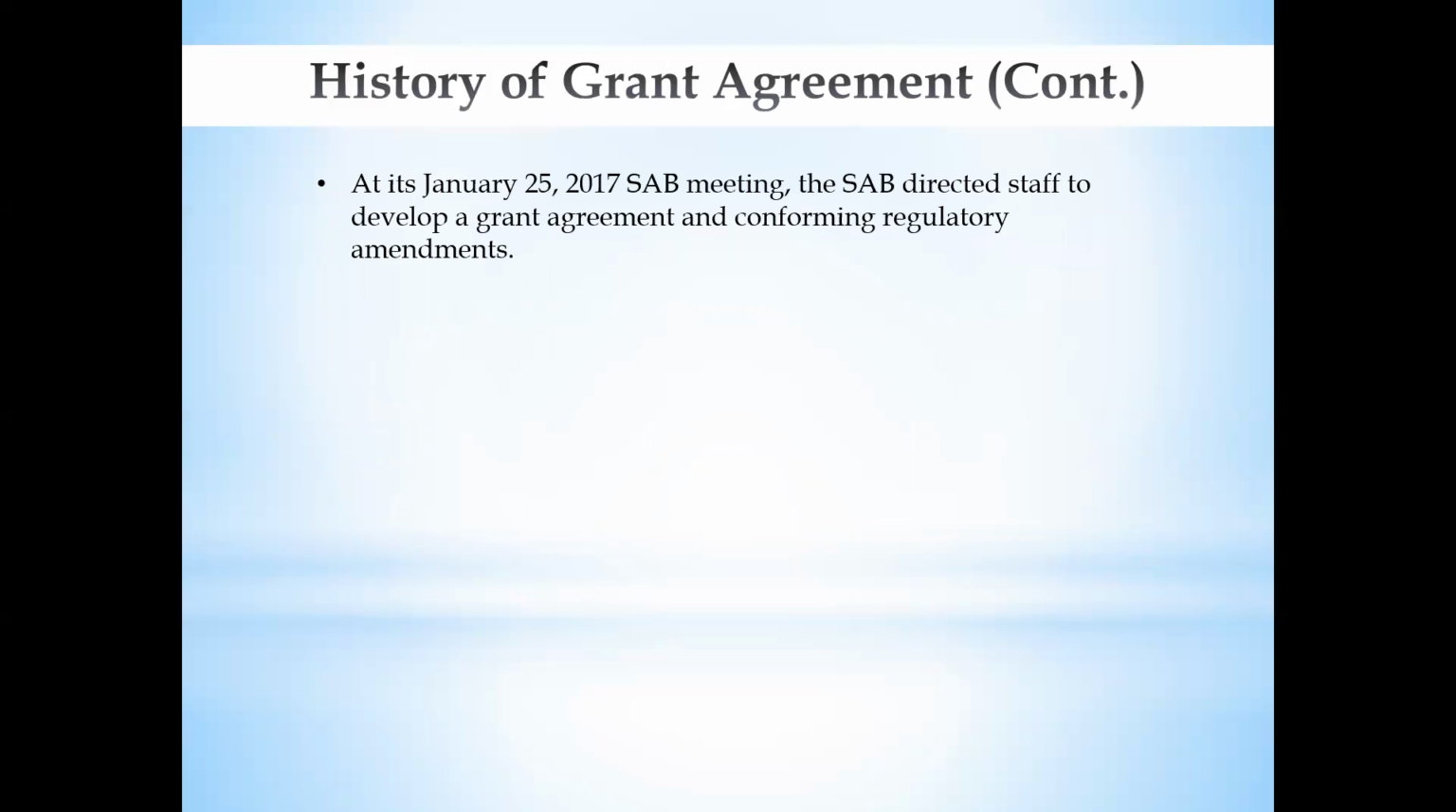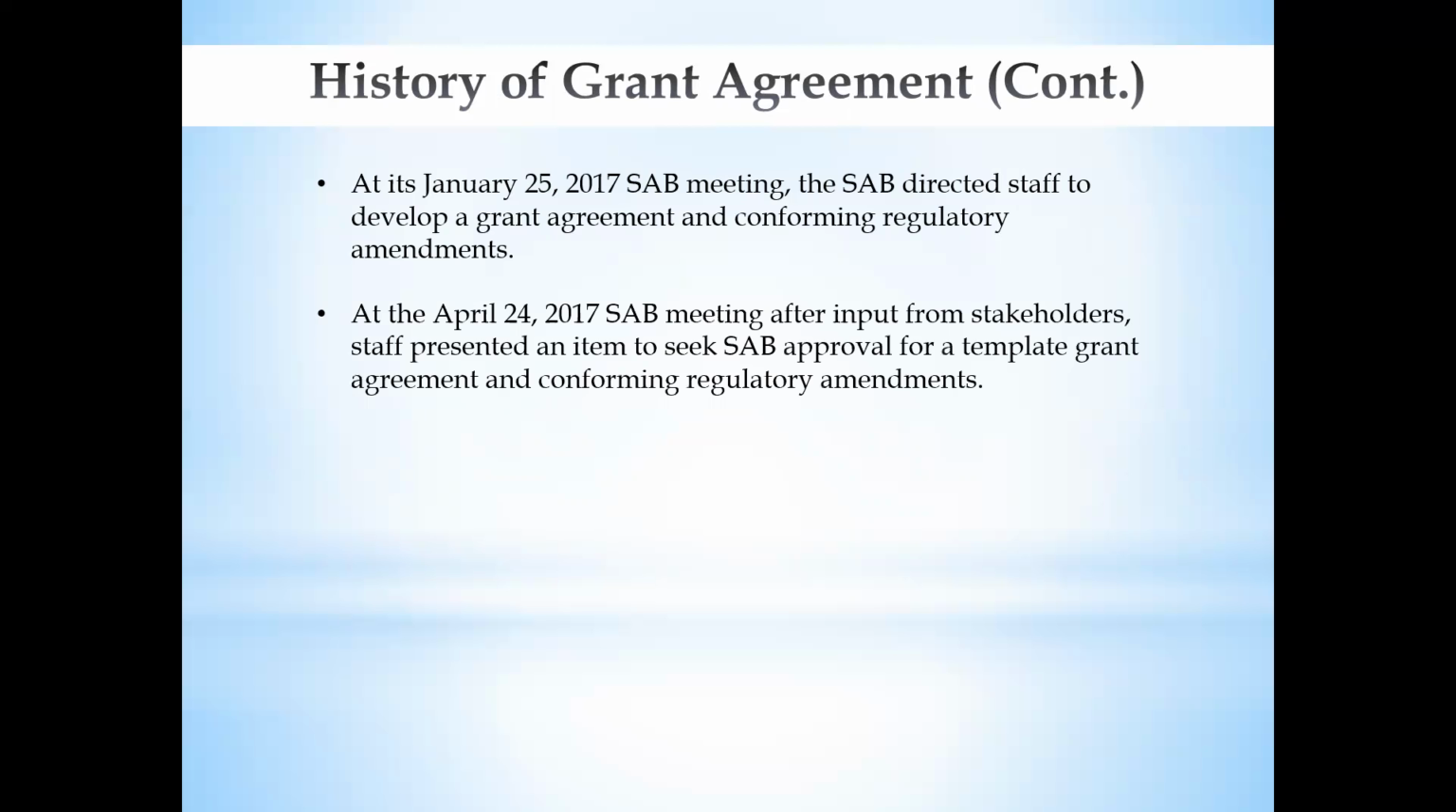At its January 25th, 2017 SAB meeting, the board directed staff to develop a grant agreement and conforming regulatory amendments to help improve accountability. At the April 24th, 2017 SAB meeting, after input from stakeholders, staff presented an item to seek board approval for a template grant agreement and conforming regulatory amendments. At that meeting, the board directed staff to look into further amendments and also to seek further input from stakeholders before any decision would be made by the board.